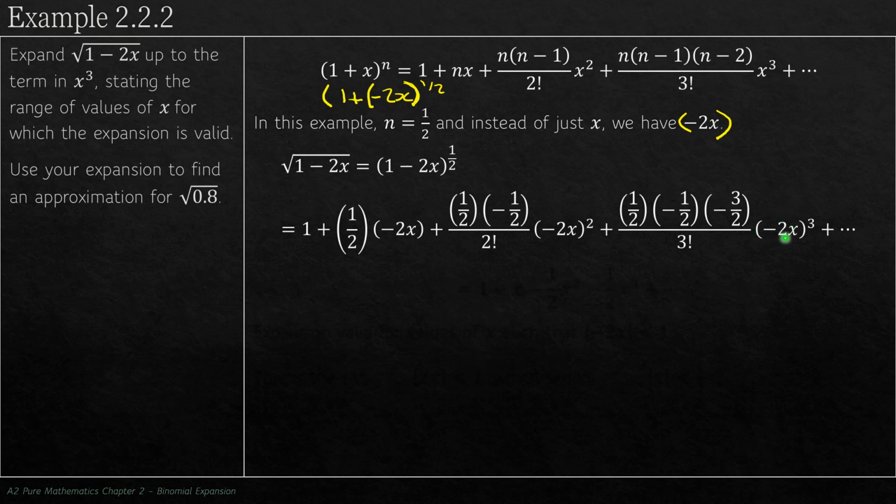Watch out for this minus 2. That minus 2 needs to be cubed. So we saw that happen at AS, and quite a few people forgot to cube or square the value, the coefficient of x. So please remember that.